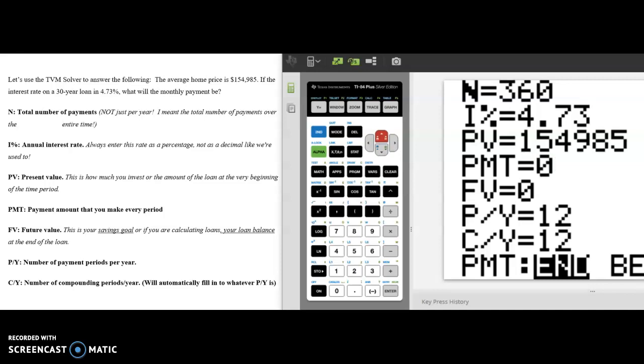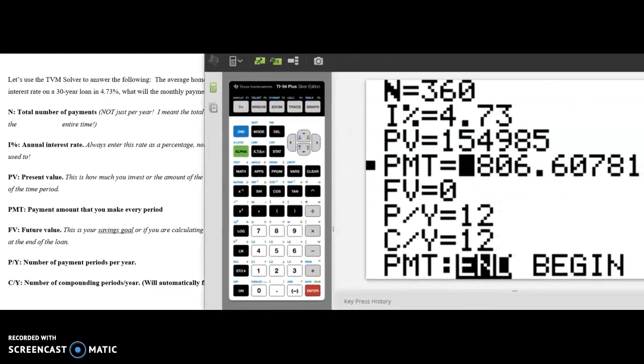So in general, for these problems, you're going to know all these pieces of information except one, okay? And that one thing that you don't know is what we want to solve for. If you look on the calculator above your enter key, on my calculator it's in green, we want to solve for that value. Since on my calculator it's green, I'm going to push alpha, enter, okay? And it's going to come up with our payment amount here.